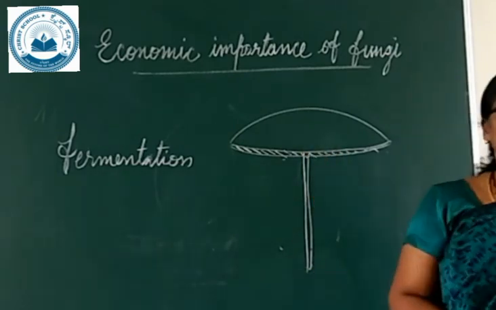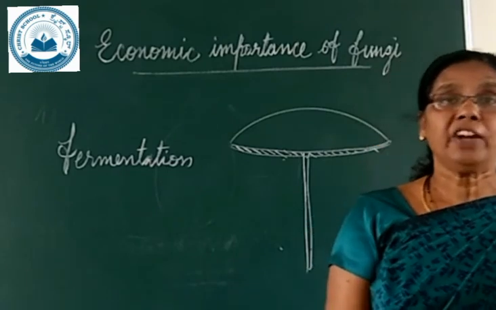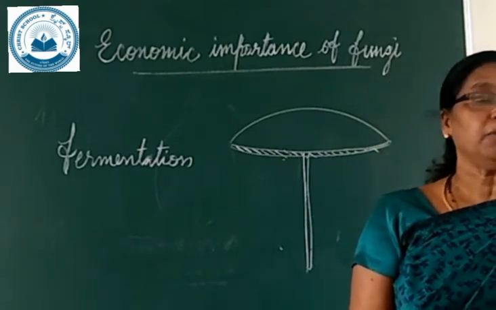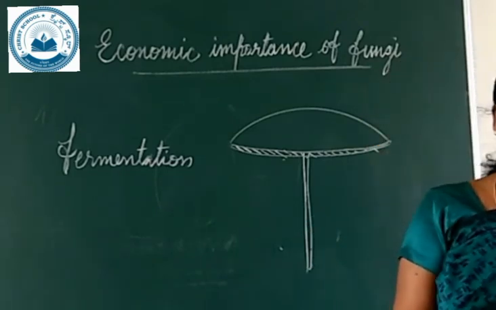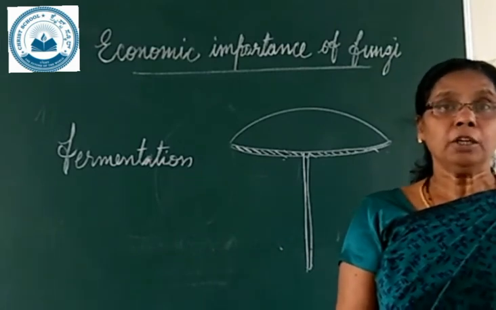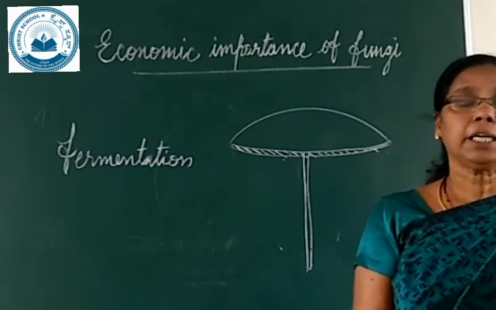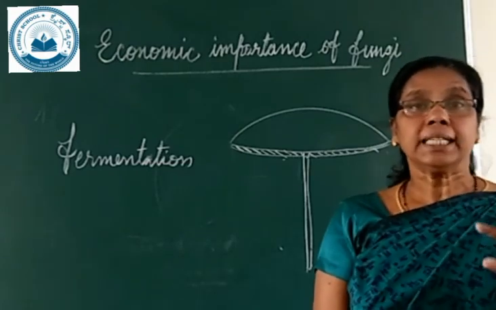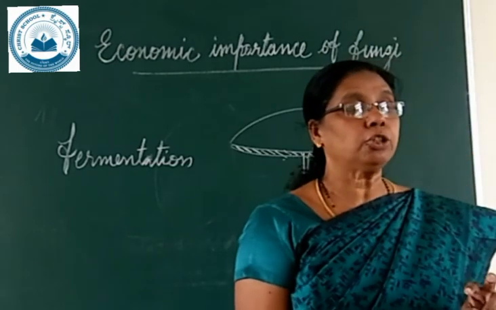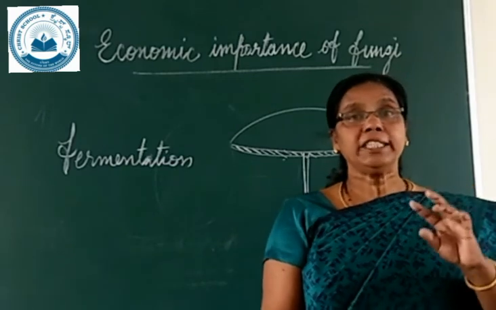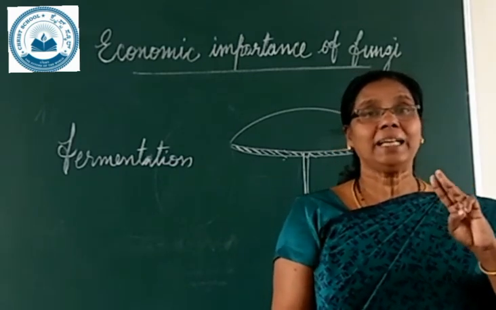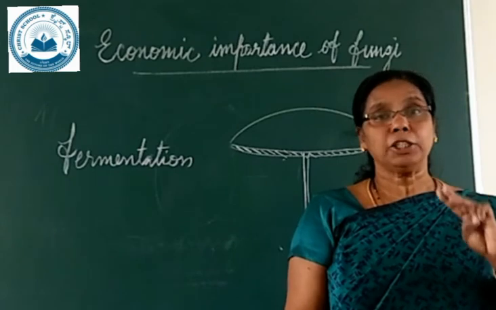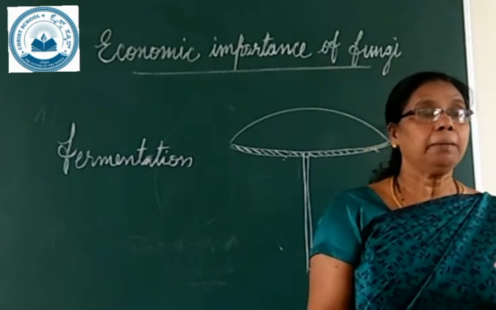So there are mainly three types of edible mushrooms which we can consume. One is the white button mushroom, which is commonly available in the market also. The second one is called the paddy straw mushroom, and the third one is the oyster mushroom. These are the three types of edible mushrooms which are commonly available.